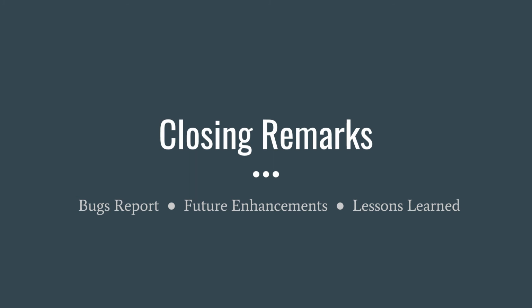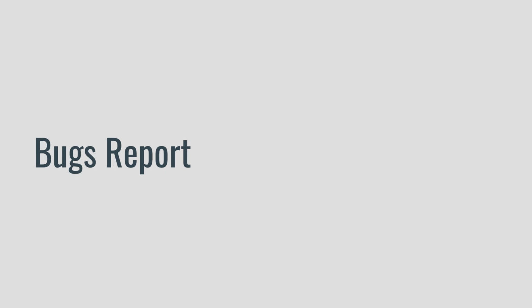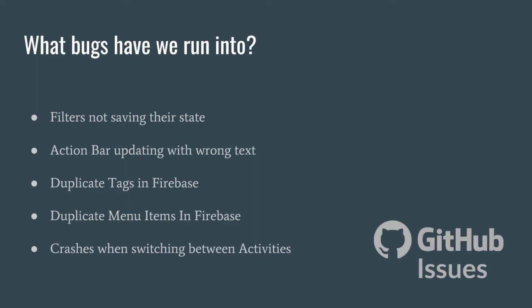Let's get started. Alright, so first we will be discussing bug reports: what bugs we ran into, the process of documenting, and how we went about fixing these issues. When creating ServerMatch, we ran into a number of bugs, some major, the majority minor, and most we were able to fix. To name a few examples, these included filters not saving their state, the action bar updating with the wrong text, duplicate tags in the Firebase, duplicate menu items in the Firebase, and application crashes.